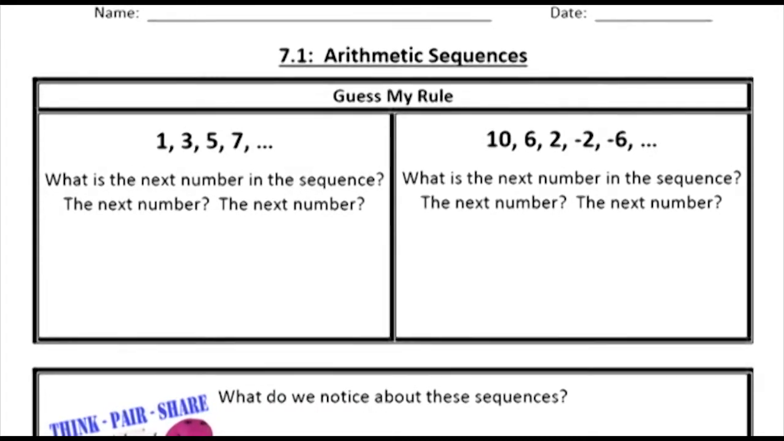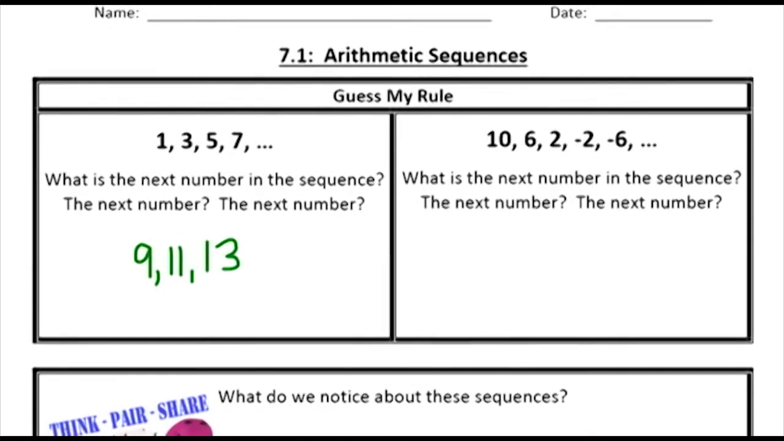Welcome back. We have 1, 3, 5, 7. You could notice they're all odd numbers. You could notice that 1 plus 2 is 3, 3 plus 2 is 5, 5 plus 2 is 7. So we're going up by 2's. Next value would be 9, because 7 plus 2 is 9, 9 plus 2 is 11, and 11 plus 2 is 13. Our next sequence, 10, 6, 2, -2, -6.